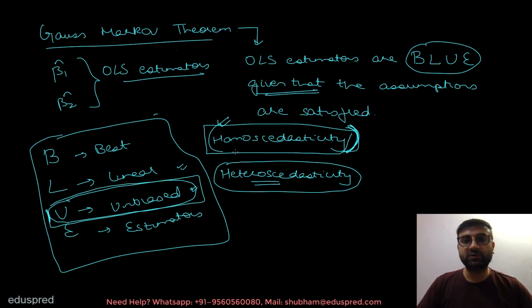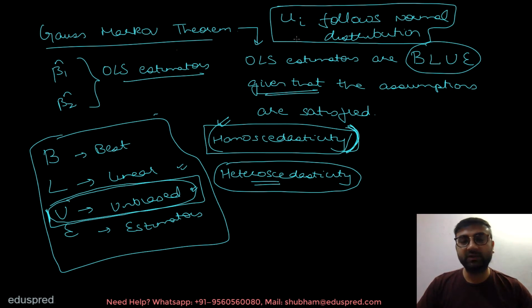The last thing that I want to talk about in this video is that you will also see one assumption that u_i, which is the population error term, follows a normal distribution. So there is an assumption which is related to the distribution of the population error. Now, one thing that I want you to note over here is that this assumption about the distribution of u_i has nothing to do with the BLUE property. This is an assumption on the distribution of the error, so this particular assumption has nothing to do with BLUE.